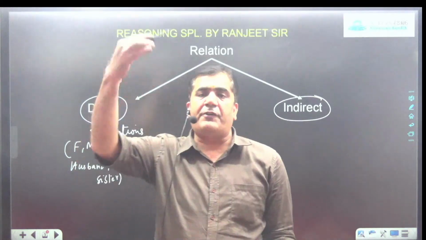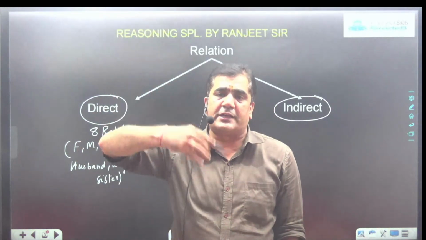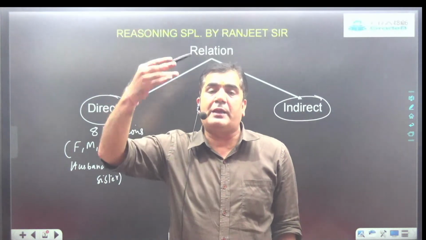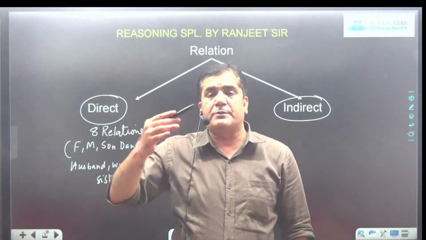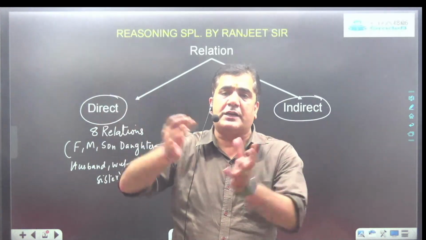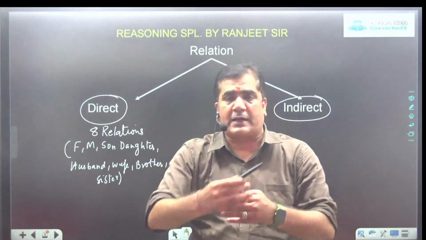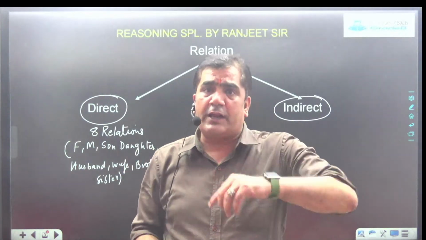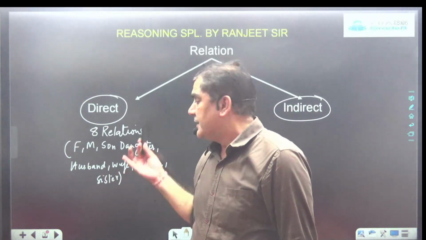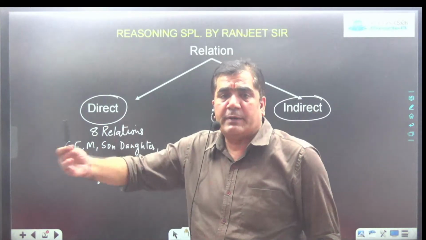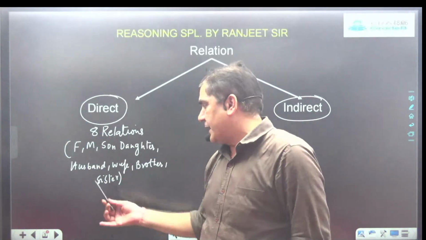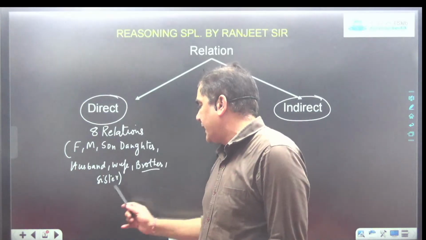See, me and my father are directly related to each other. There is no third person in between me and my father, so we have a direct relation. Same with my mother. No third person comes between me and my mother to form this relation. This relation has been formed directly by my mother, so this is called a direct relation. Same thing applies for son, daughter, and husband and wife. No third person comes in between these 2, so they are direct. And last but not the least, brother and sister.